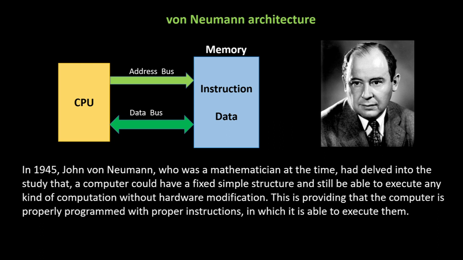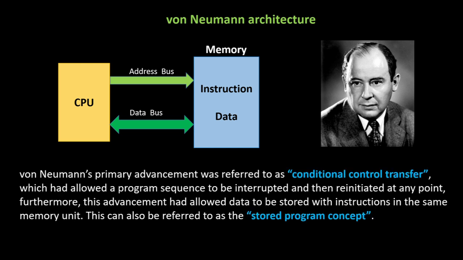Let's take a brief look at the history of von Neumann architecture. In 1945, John von Neumann, a prominent mathematician at the time, introduced the concept of a stored program computer. This concept was a significant departure from earlier computer generations that were hardwired to perform specific tasks. Von Neumann's breakthrough idea was that a computer could execute any task as long as the program was stored in memory.